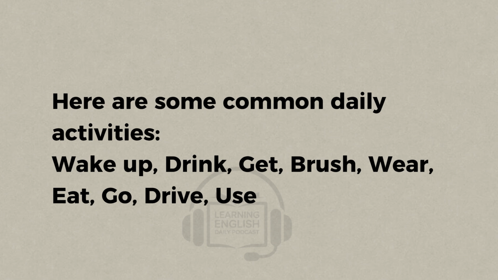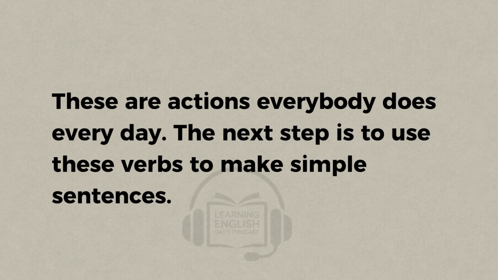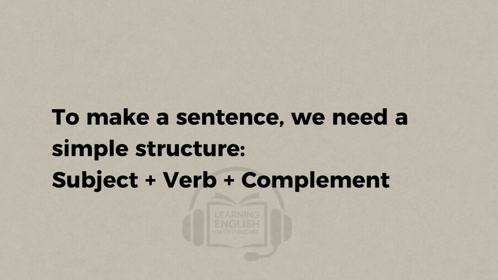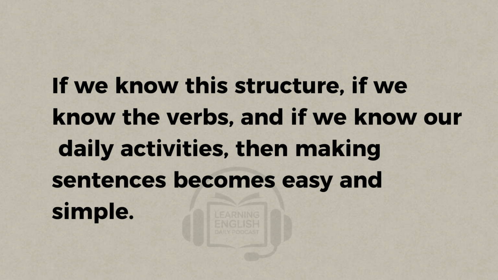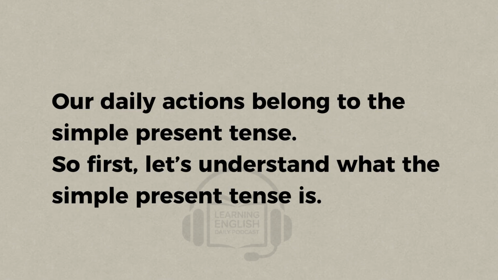Here are some common daily activities. Wake up, drink, get, brush, wear, eat, go, drive, use. These are actions everybody does every day. The next step is to use these verbs to make simple sentences. To make a sentence, we need a simple structure. Subject plus verb plus complement. If we know this structure, if we know the verbs, and if we know our daily activities, then making sentences becomes easy and simple. Our daily actions belong to the simple present tense.